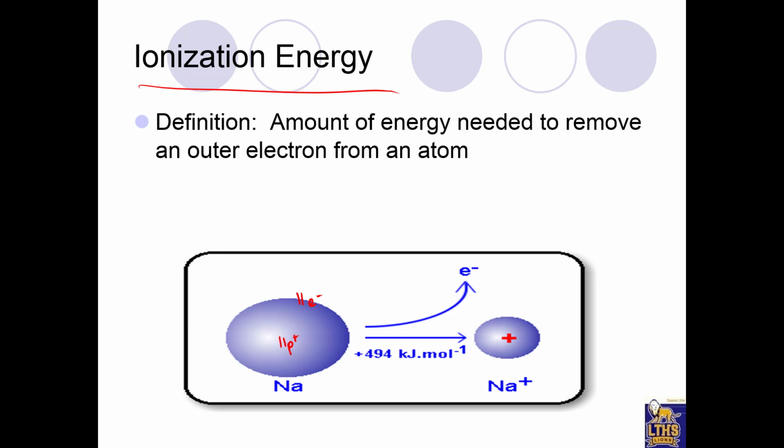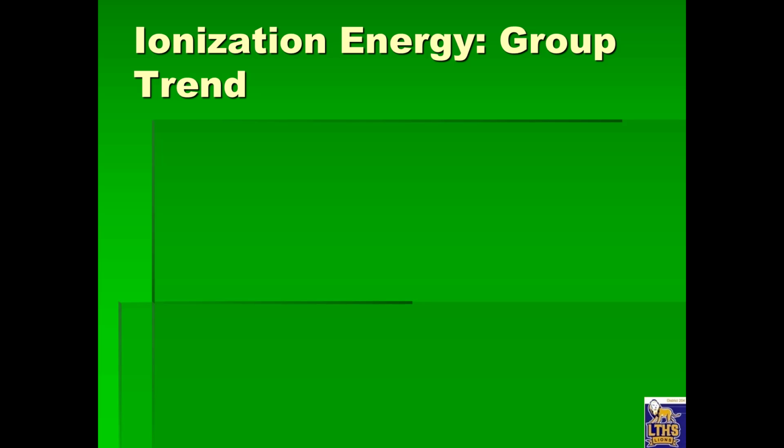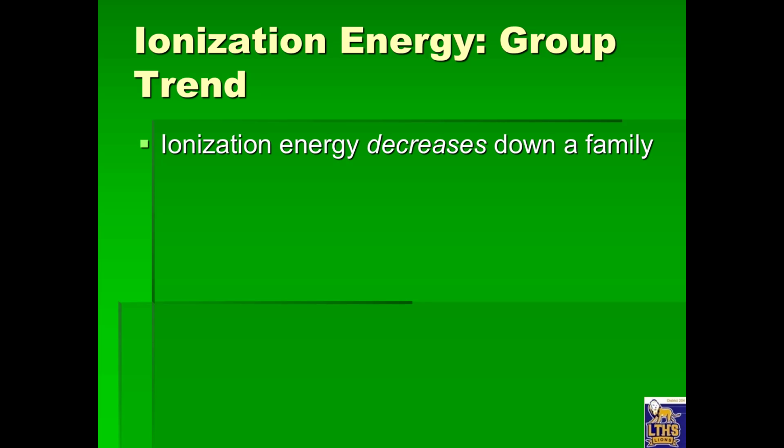But if one of those electrons gets removed, 494 kilojoules per mole later, it's a sodium ion. Oh, look, it's a cation. The amount of energy it takes to remove an electron is called ionization energy. So what's the trend? Group trend. In a family, ionization energy decreases. Ionization energy gets smaller going down a family.